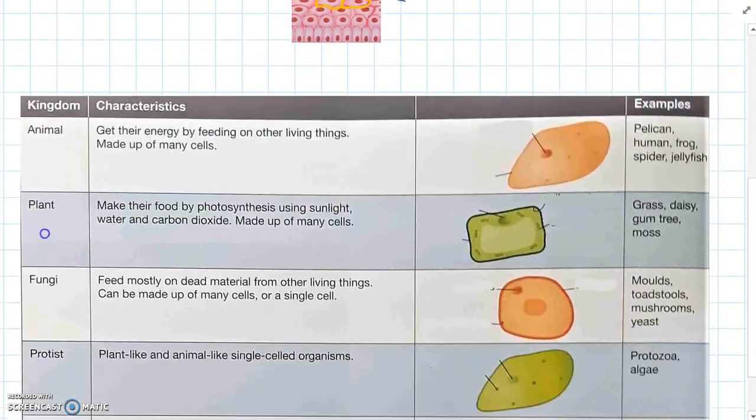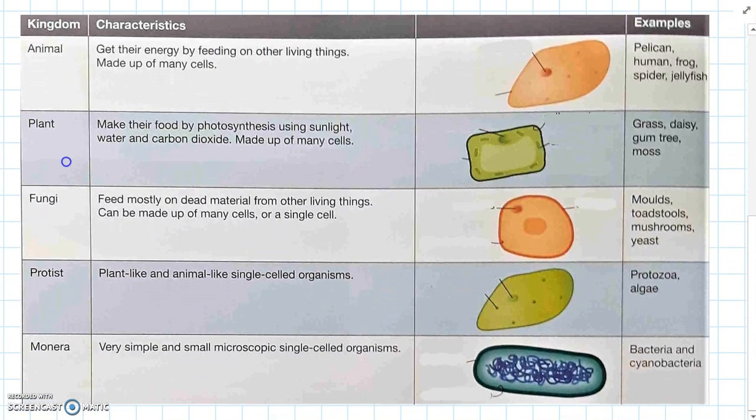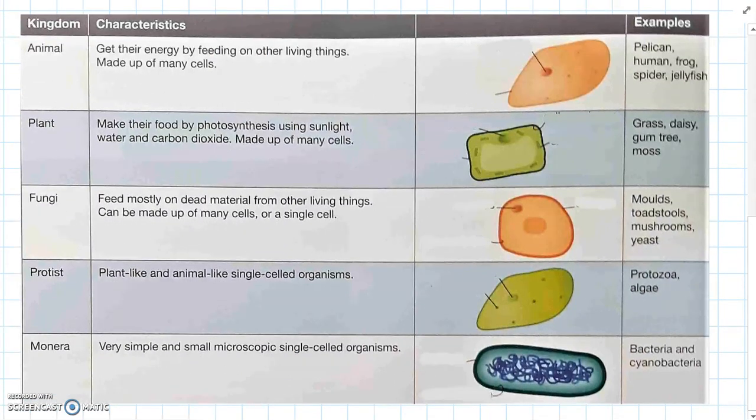But now let's look at the types of cells in each of the 5 different kingdoms, because we've learnt previously about the differences in each kingdom. Particularly, we talked about whether they're made up of one cell or many cells, and also where they get their energy from. But looking at the type of cells in each kingdom is a more scientific way of classifying. So we'll start with animals, or kingdom Animalia.